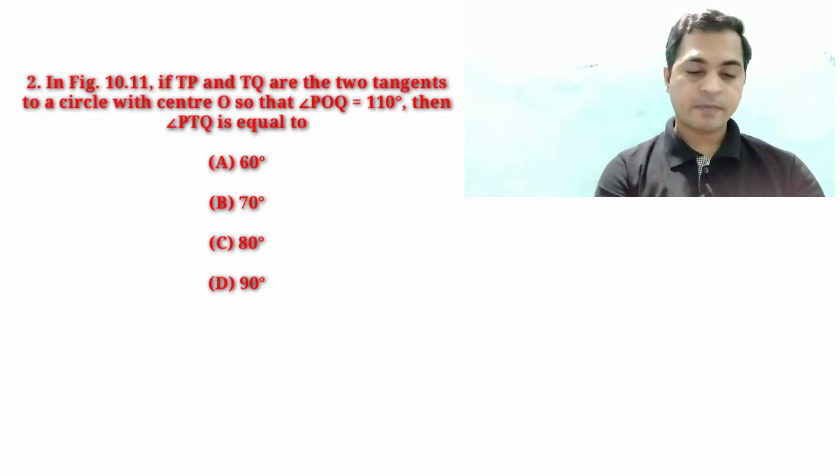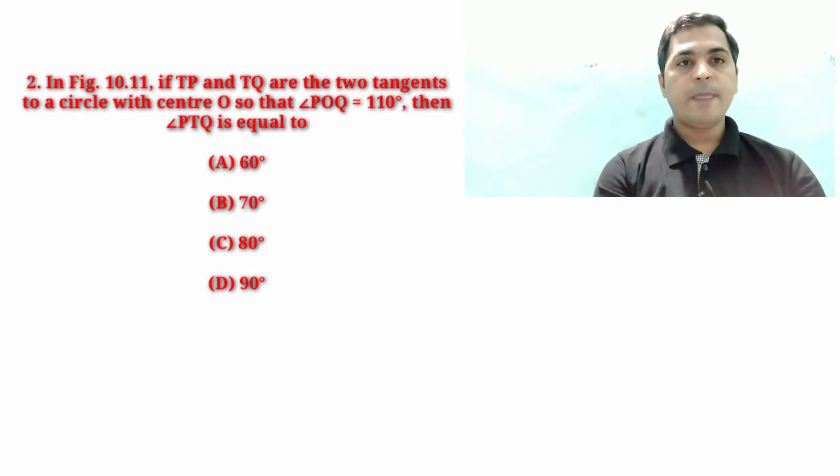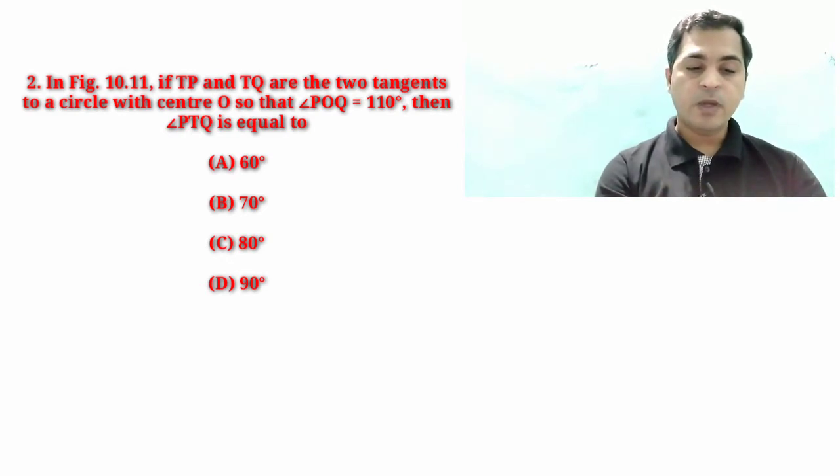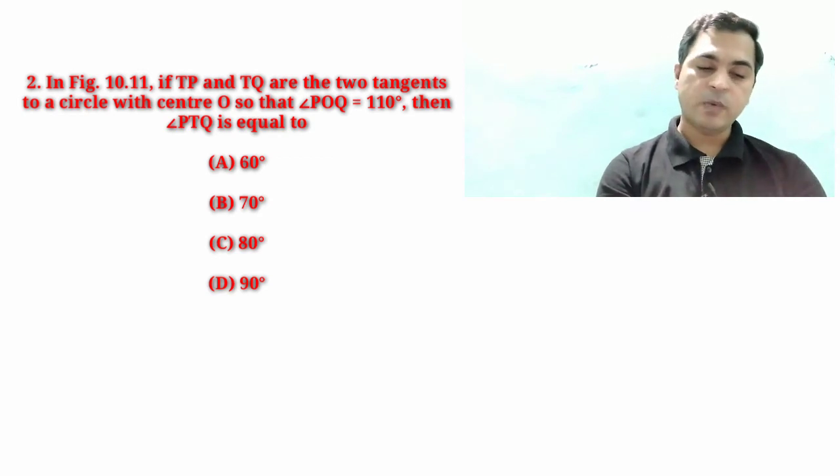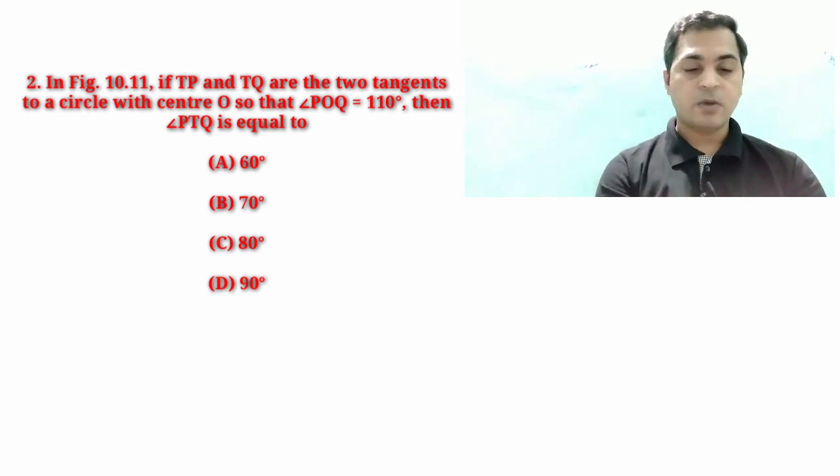So students, in the given figure there are two tangents. The tangents are TP and TQ, right? And the center of the circle is O, and angle POQ is 110 degree. We have to find out angle PTQ. Okay, let us draw the figure first of all.